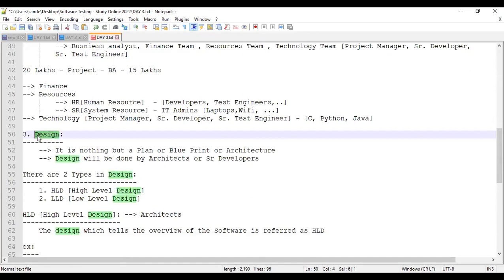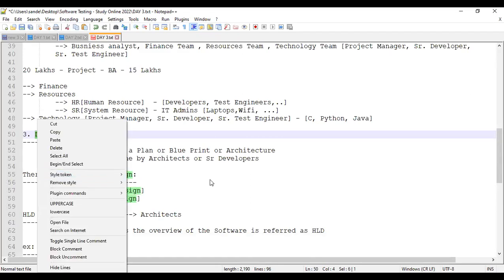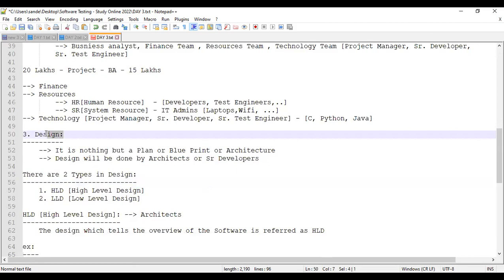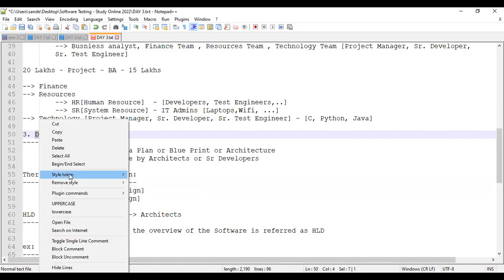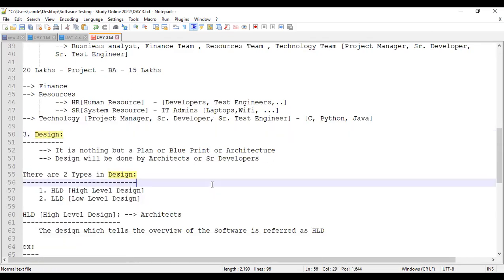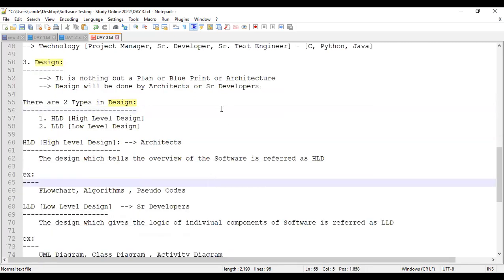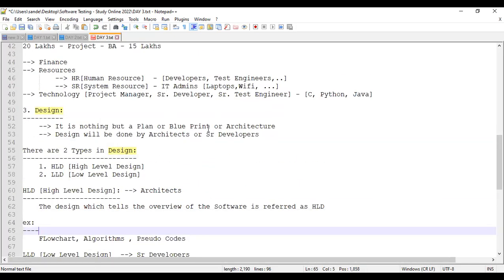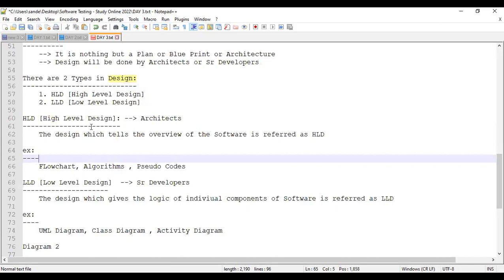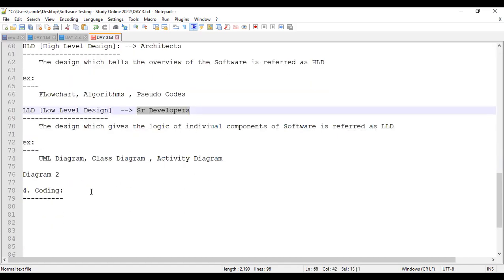Okay, now under design there are two types. Sir, which are those two types, sir? Could you please tell me which are those two types under design? Please tell me. Very good. High level design, low level design. High level design will be done by the architect. Low level design will be taken care of by the senior developer. Next, examples have also been given.